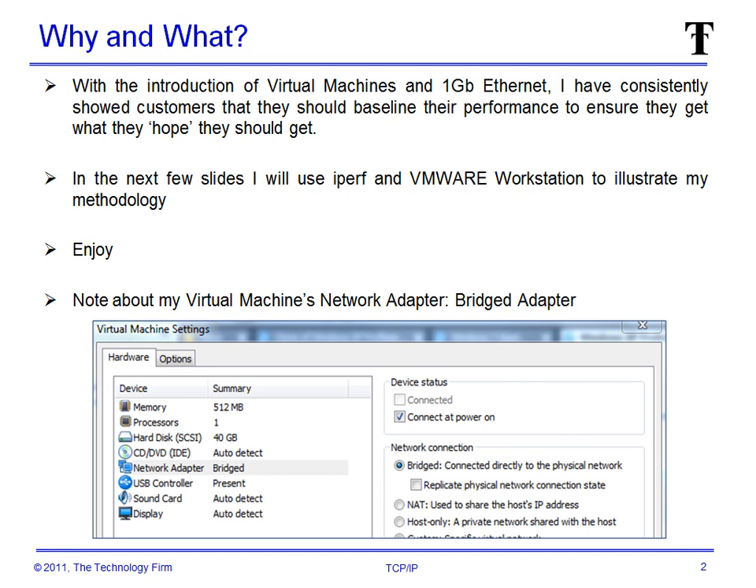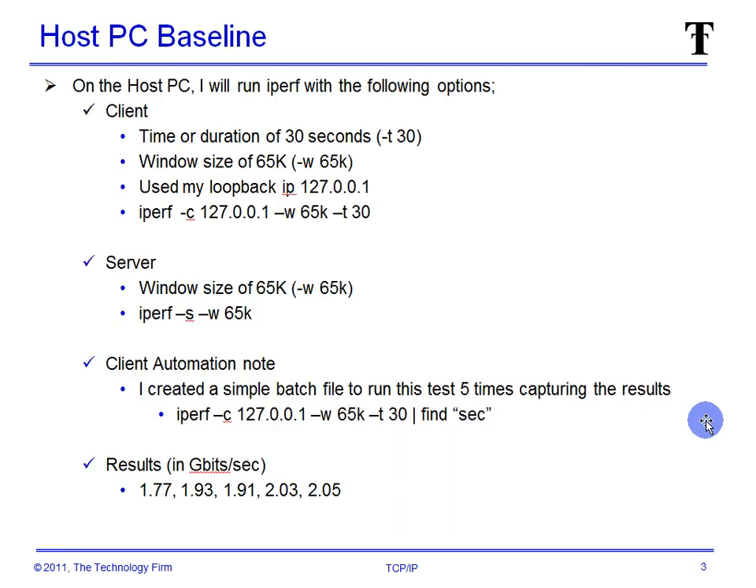In the next few slides I will use iperf and VMware Workstation on my machine to illustrate the methodology. So enjoy. Little note about my virtual machine's network adapter. I'm running it in bridged mode. Some people will suggest that bridged mode gives you the best performance and NAT not so much. So I'm running this in what I understand to be the optimal configuration. A little bit about the host PC.